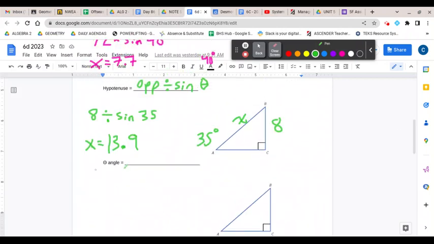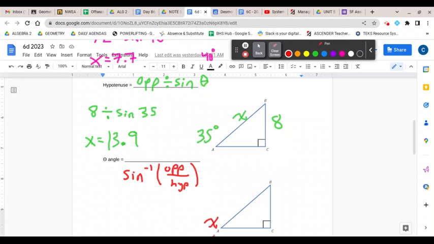Now, if we don't know the angle, this is where it gets a little funky. If we don't know our angle, we're going to have to do the inverse sine of our opposite over our hypotenuse. So let's say we don't know what angle A is, but we know our opposite leg. Let's say our opposite leg has a length of 7 and our hypotenuse has a length of 10.